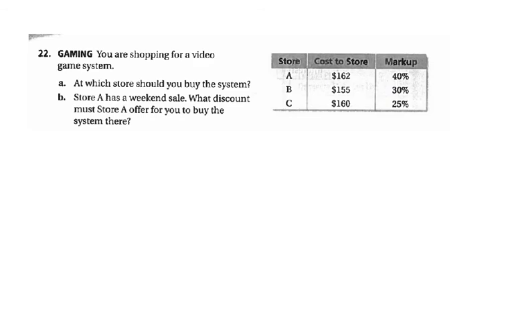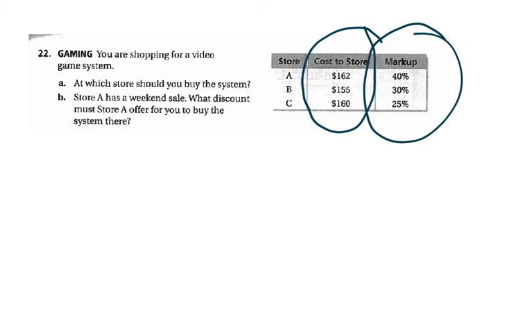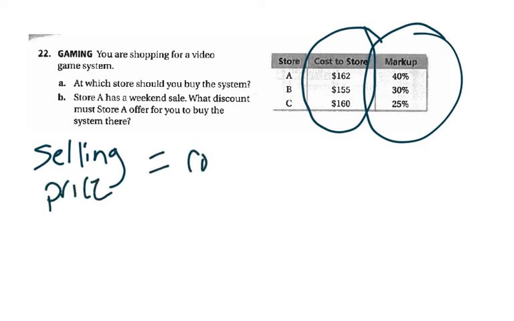Okay, we're going to look at number 22 here. So we're shopping for a video game system. At which store should we buy the system? We're going to look at part A, okay? So part A, what we want to do is look at the cost of the store and then the markup they're going to put on it to find the total cost. That way we can figure out what the selling price is. So your selling price formula is selling price equals cost of store plus the markup.